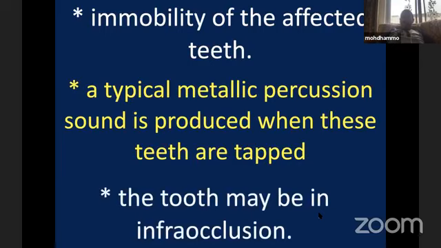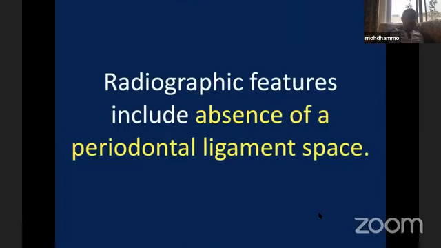And because there is no periodontal ligament, the tooth will not grow, and we can see here the tooth may be in infraocclusion. What about radiographic features? We could not notice the periodontal ligament or lamina dura, so the absence of periodontal ligament space is noticed in the radiographic X-ray.